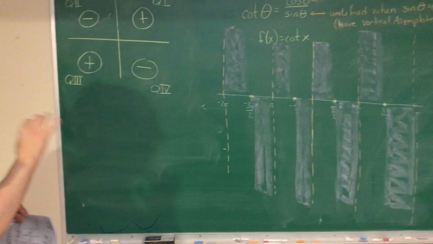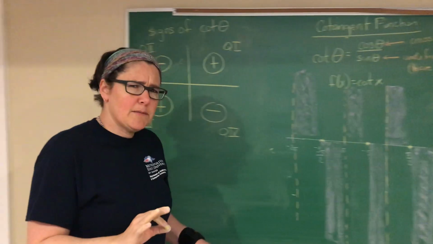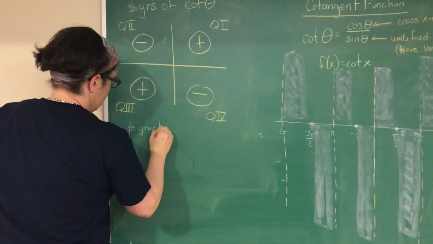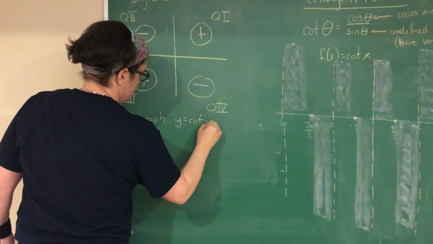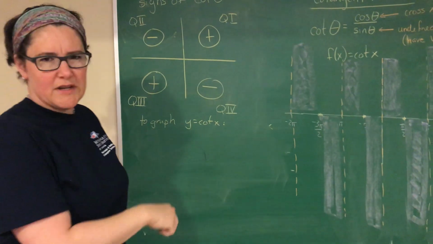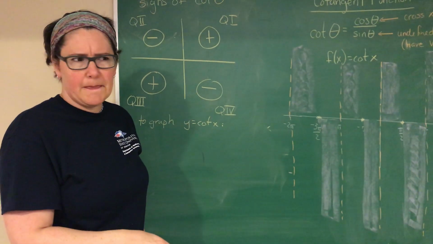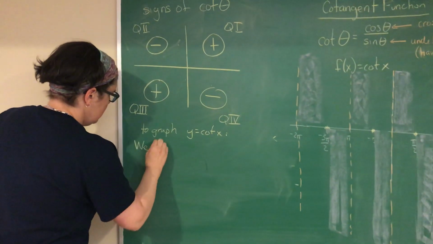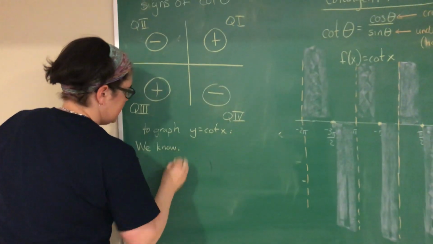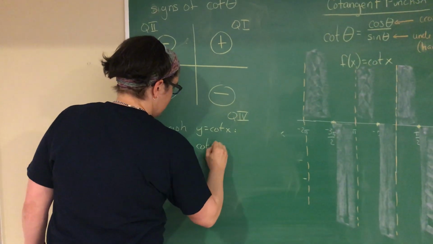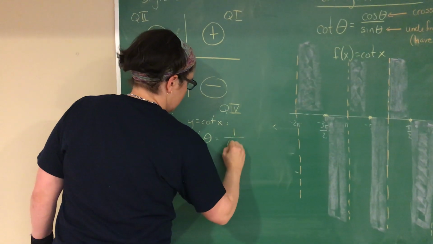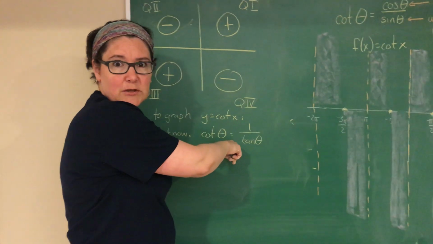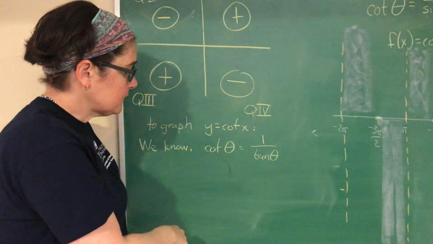I encourage you to graph the cotangent function on your calculator. Now, there is something weird about cotangent. To graph on the calculator, you can't just press a button that says cotangent, because there isn't one. There's a tangent button, but not a cotangent. But what we know is that cotangent of theta is 1 over tangent of theta. That's one of our reciprocal identities that we talked about in part 1 of the videos.